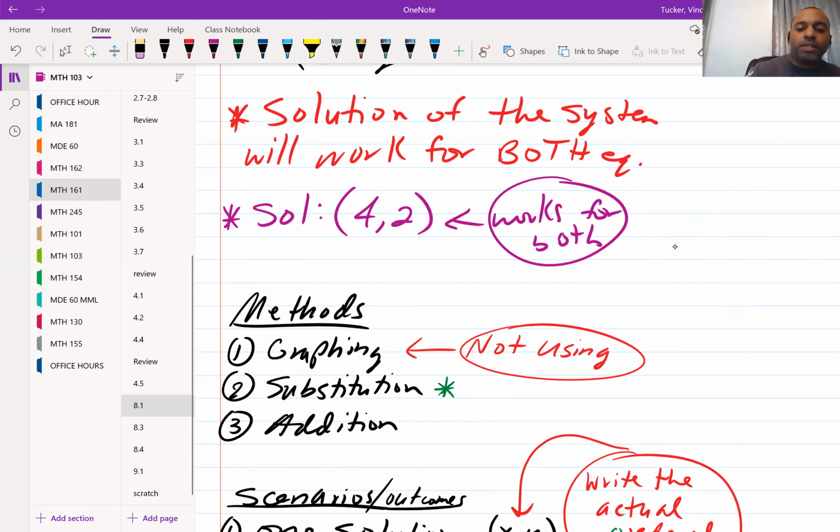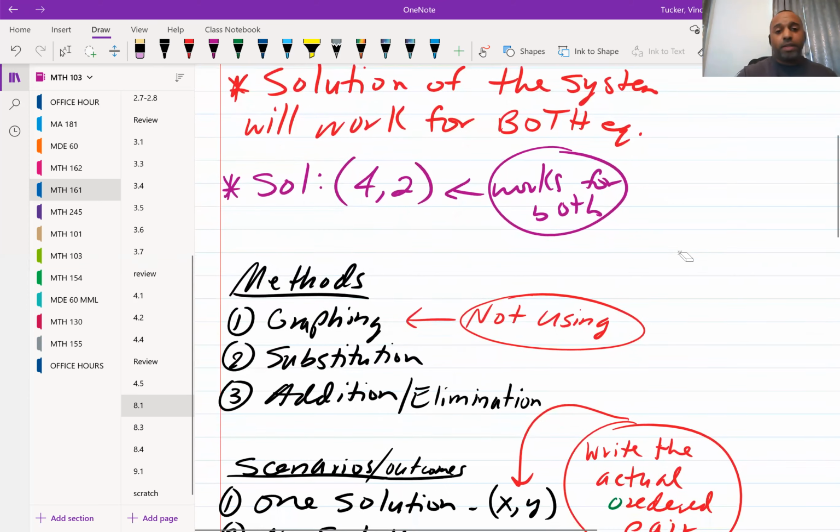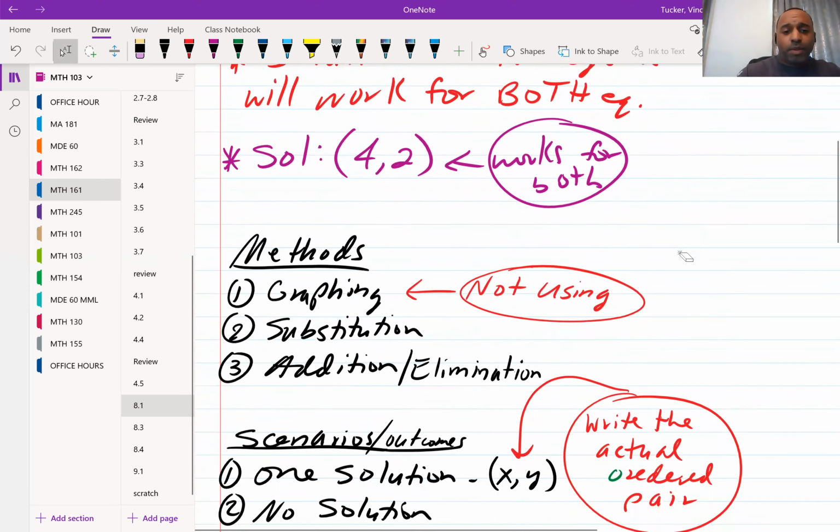Some say elimination. So if you see the term elimination, you can put that up here: solving by addition or elimination. Those are the same thing, the addition or elimination method. So we're looking at those two methods, the substitution and the addition method.